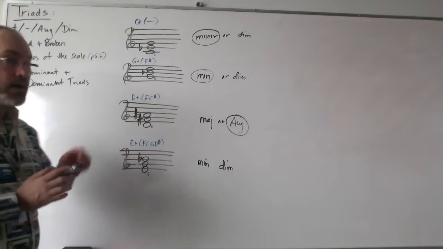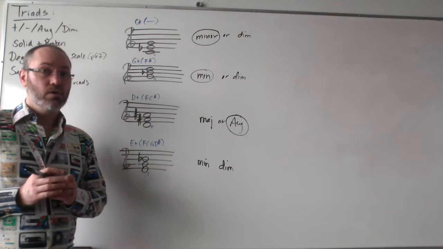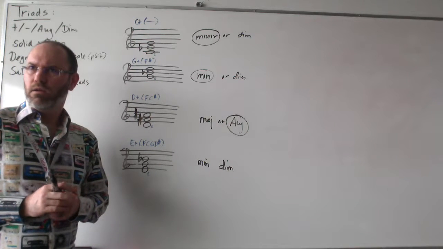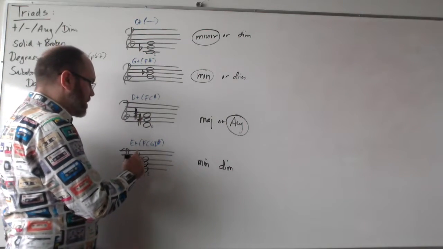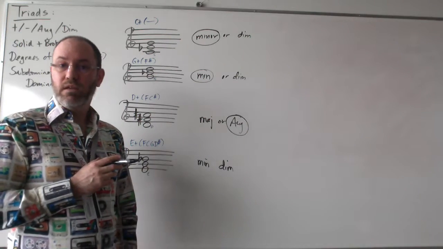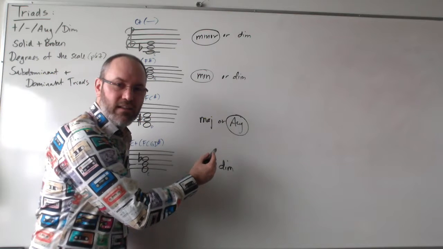Now, what's the top note? B. Is B in our key signature? No. Well, why is there a flat? Because they lowered it. So this is a minor third, and this is a diminished fifth. So what kind of triad is this? Diminished.